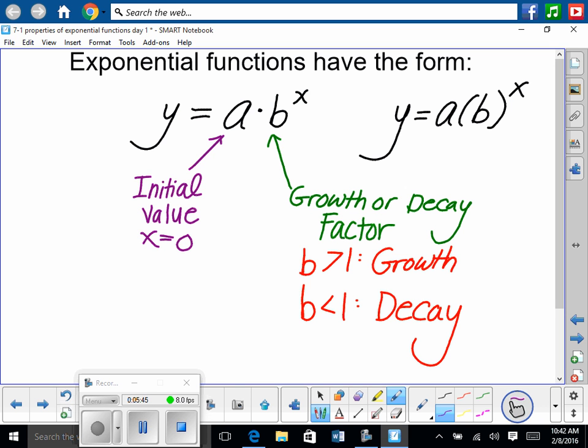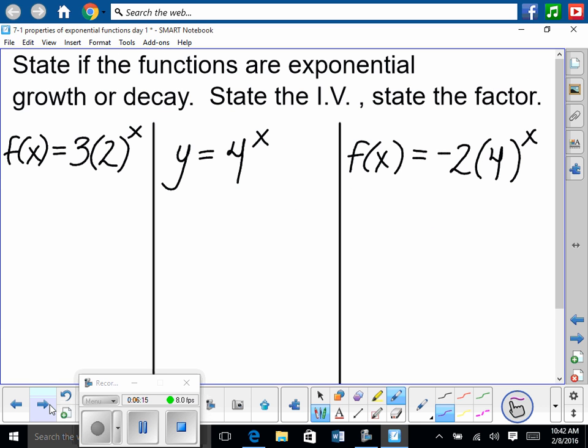B is your growth or decay factor. A factor is always multiplication. You know it's growth if your b value is greater than 1, so it's exponential growth if b is greater than 1. If your b value is less than 1, it's exponential decay. Any questions on that? Let's determine the initial value and whether it's growth or decay.